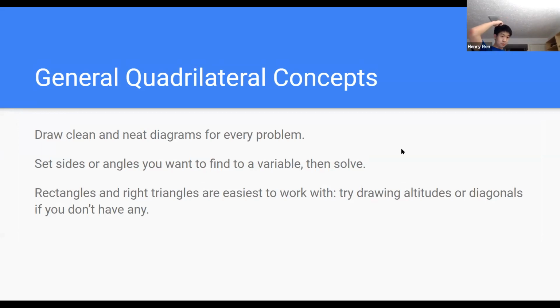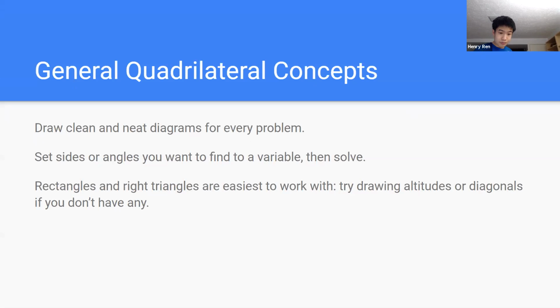And when you have a neat diagram, you'll see things better and be able to solve things more organized and more neatly. All right, set sides or angles you want to find to a variable. Yeah, we talked about that last class as well. You can turn a geometry problem into an algebra problem really quickly by setting what you want to find to a variable and finding out what relations that variable has with other things that the problem gave you.